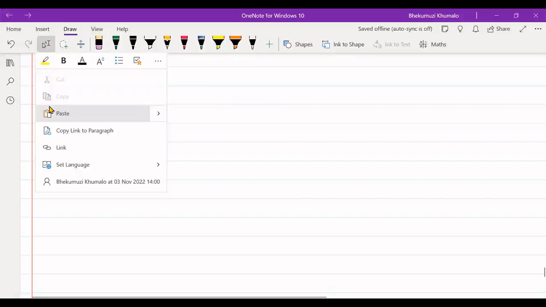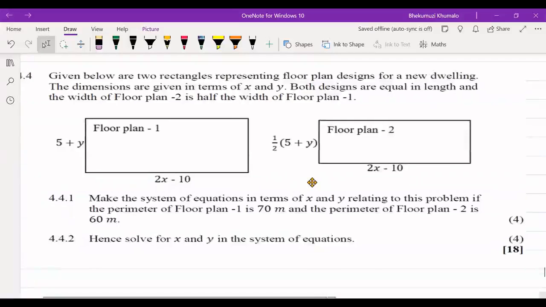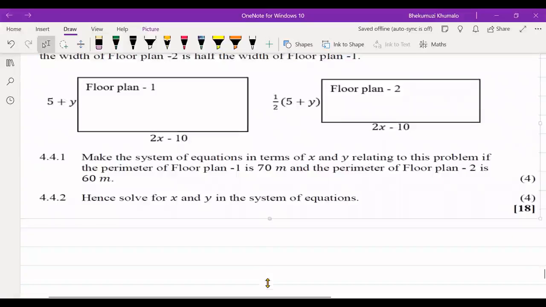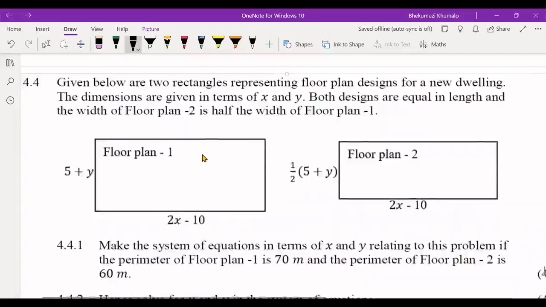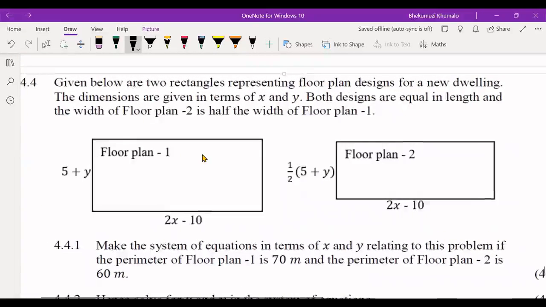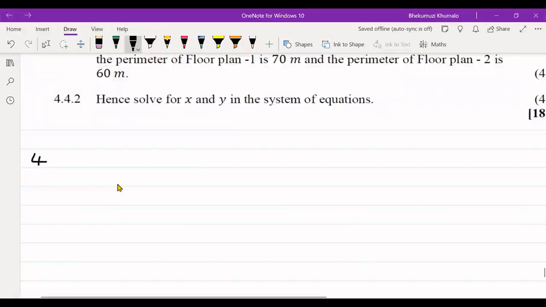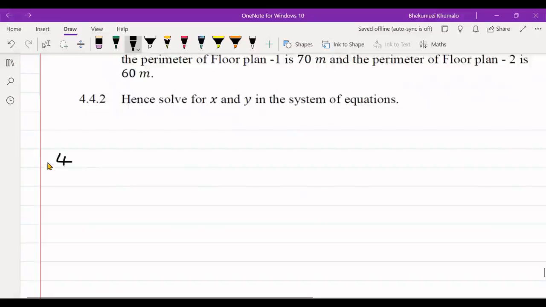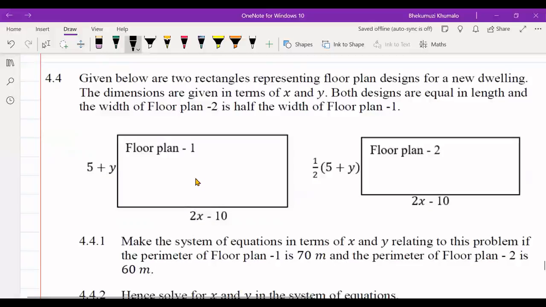So now let's try this out. So we have 4.4 right there, and I've read already the statement. So now 4.4, 4.4.1. All right, and so let's do this. So now we have these two floor plans.